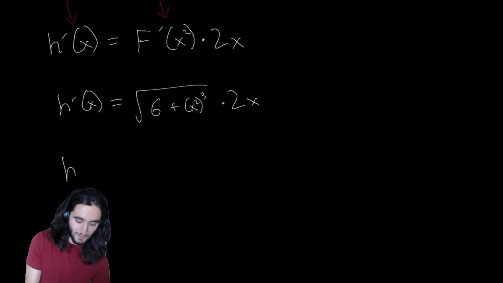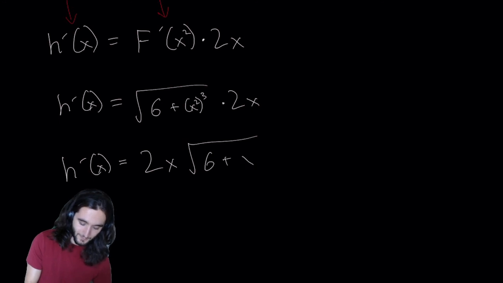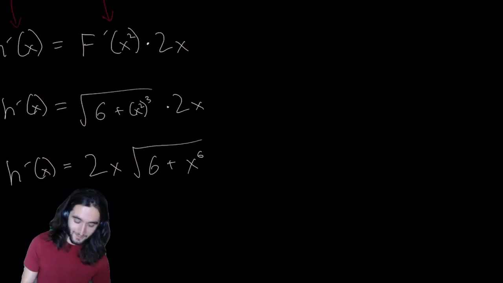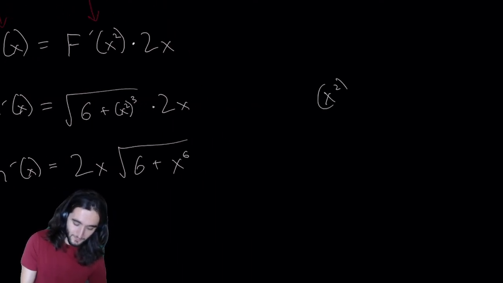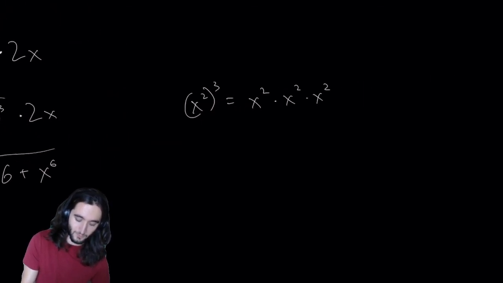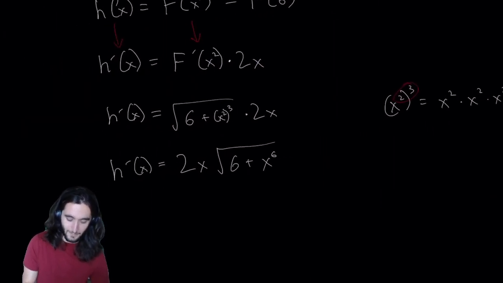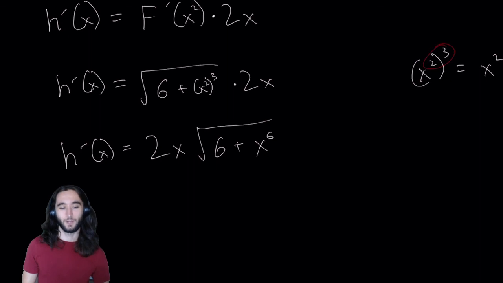So it turns out that h prime is, I'll put the 2x in the front, 2x times the square root of 6 plus x to the 6. By the way, that's x to the 6, right? Because x squared cubed, if you think about that, that's x squared times x squared times x squared. And so 2 plus 2 plus 2 is 6, right? Or you can just remember that the exponents multiply together. Okay, so there you go. So that's h prime.